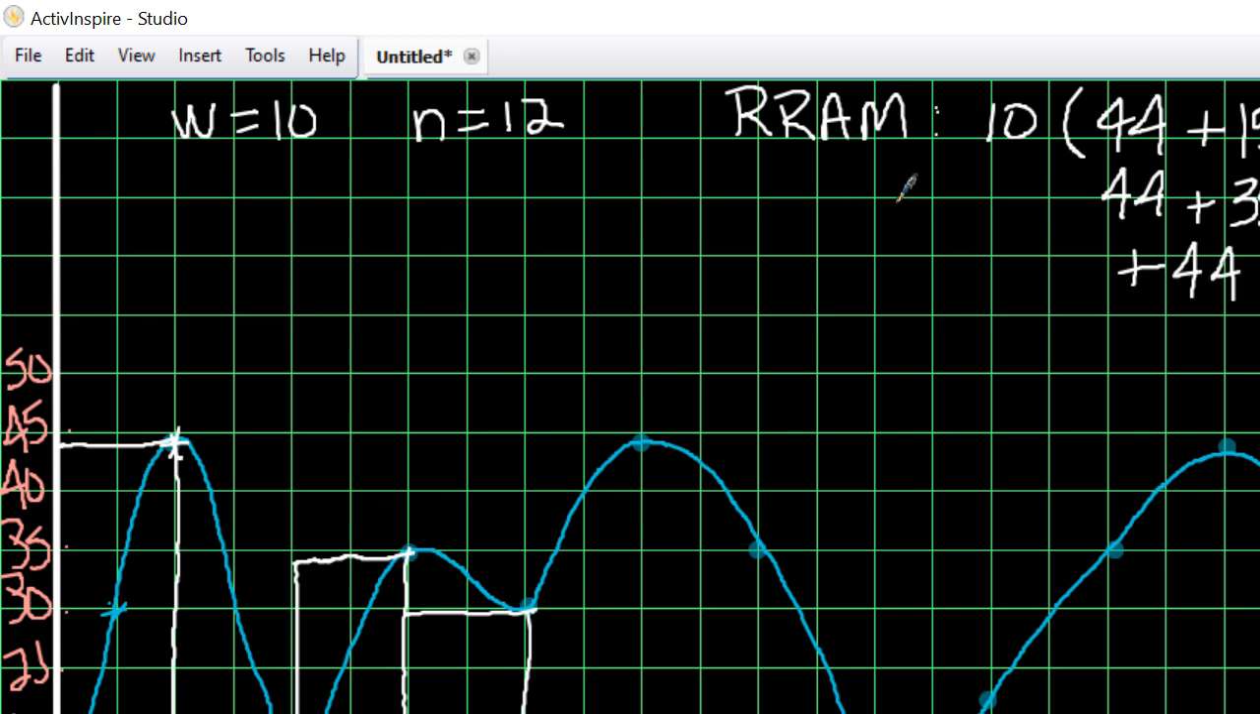44, 30. Should I or should I not include 35? 35, the very last one. 120, this point is 120, 35. Yes, I should because it's a right gram. That's right. Good job. I was trying to trick y'all, and look at there.